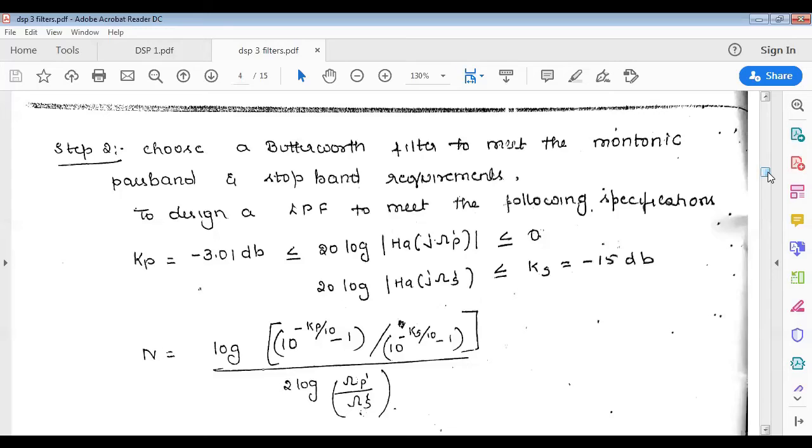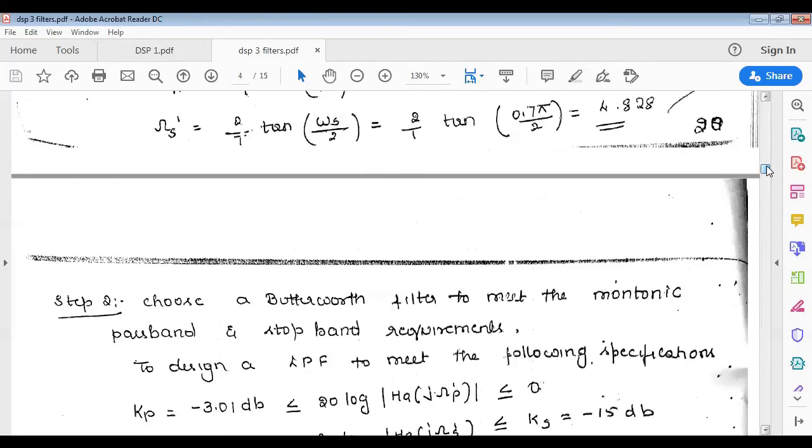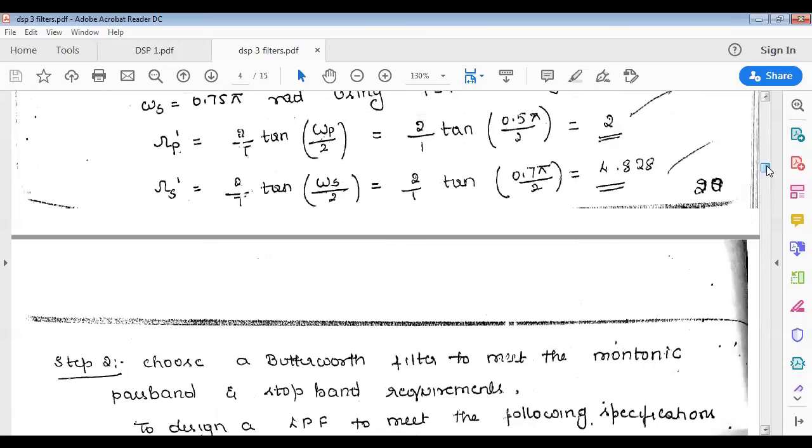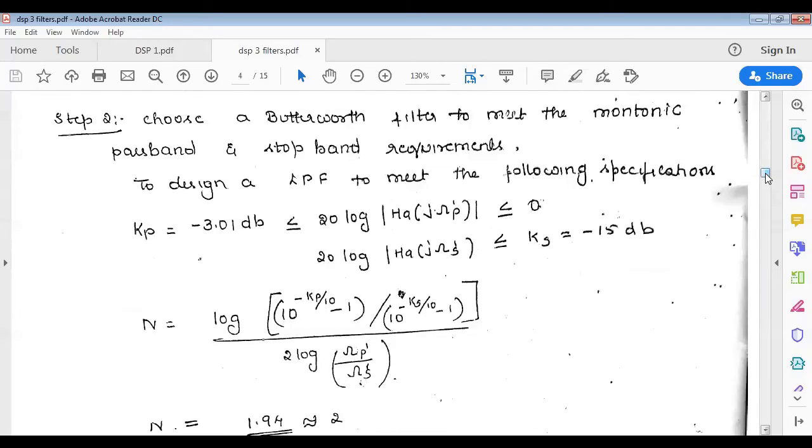Once we substitute the given data, with kp of minus 3 dB, ks equal to minus 15 dB, and omega p and omega s, which we calculated in the first step as 2 and 4.828, the order of the filter we get is 1.94. We know that 1.94 has to be rounded up to the next higher value, which will be 2. So I have to take the order of the filter as 2 here.